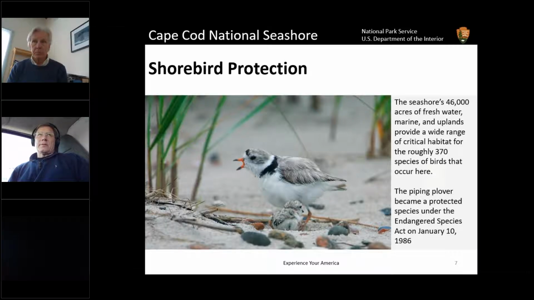And shorebird protection is something we spend a lot of time doing on the seashore. Piping plovers have been endangered since 1986, and we monitor them very intensely from March through October. And the last few years, we've been very, very fortunate to have had successful breeding target goals with the overall population, with productivity rates exceeding the recovery marks, at least at the seashore, not across our entire range. But that's been very encouraging over the last couple of years, and we hope that that trend continues. Next slide, please.